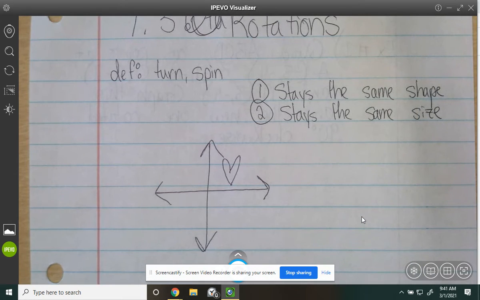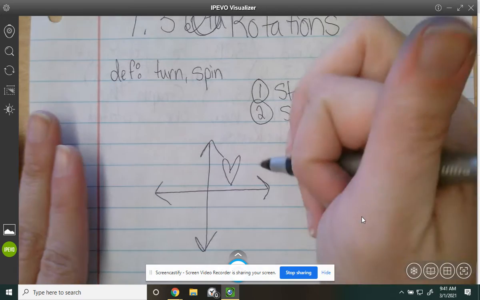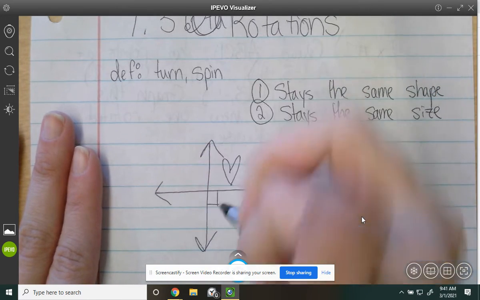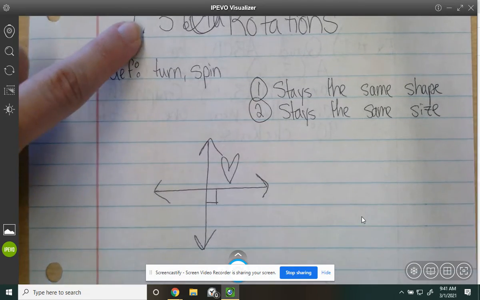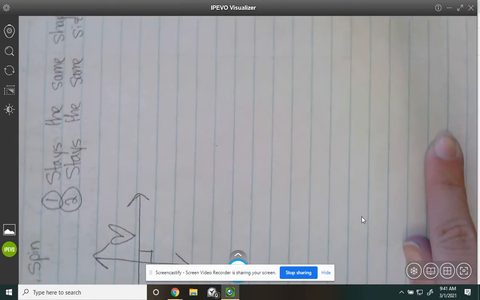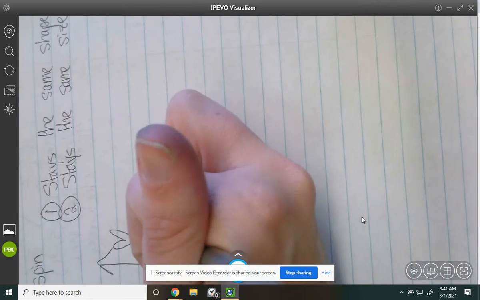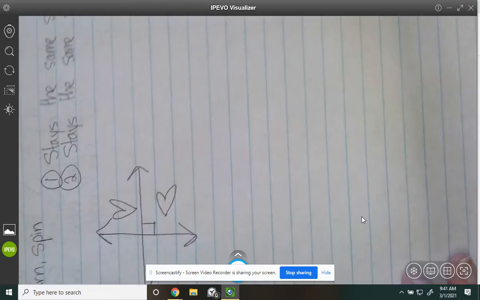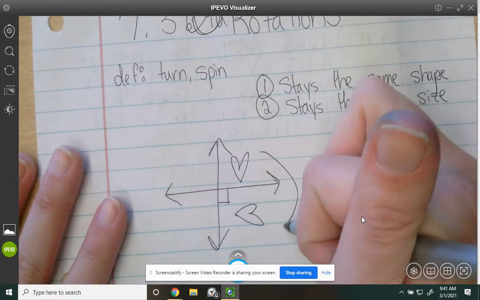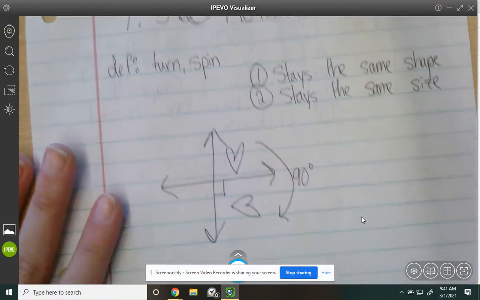Let's say I have a heart in the first quadrant here, and I'm going to rotate it 90 degrees. 90 degrees, because of the way the coordinates are set up, would put it down fully in this quadrant. I always have to rotate my paper. We're going to go clockwise and draw my heart that way. That's the only way I can really do this. So that is a 90-degree rotation.